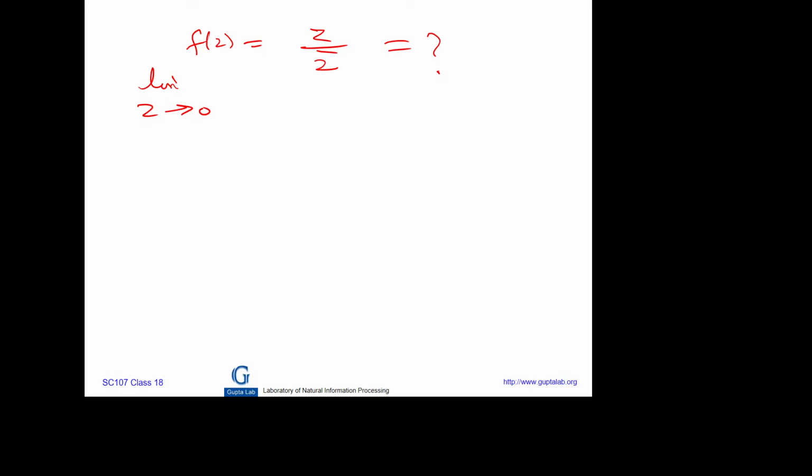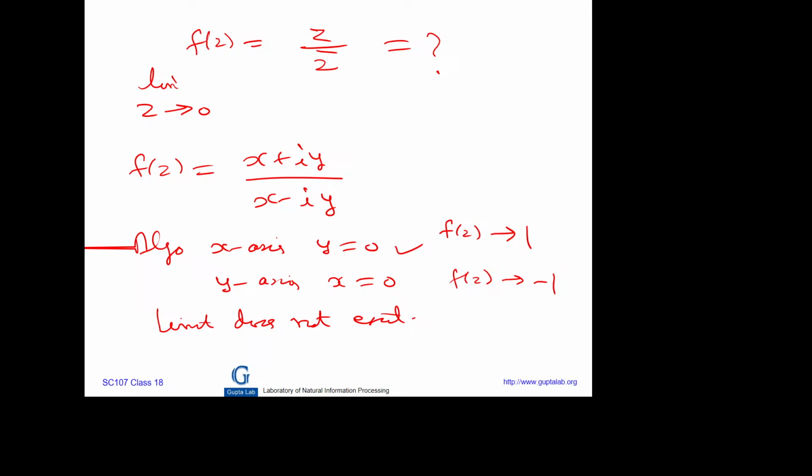So I take along the x-axis what happens, along the y-axis what happens. If the two things are different, the limit does not exist. So if you are able to find two paths along which the limit is different, the limit will not exist. To show that a limit exists, you have to use your beautiful friend epsilon delta.